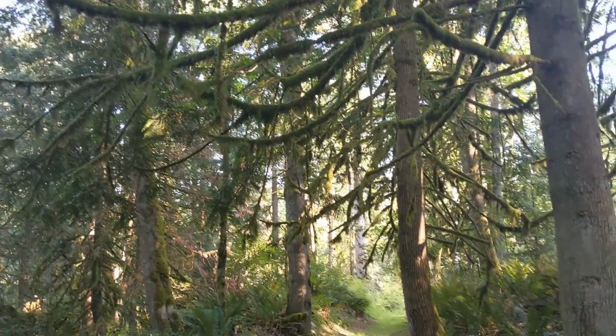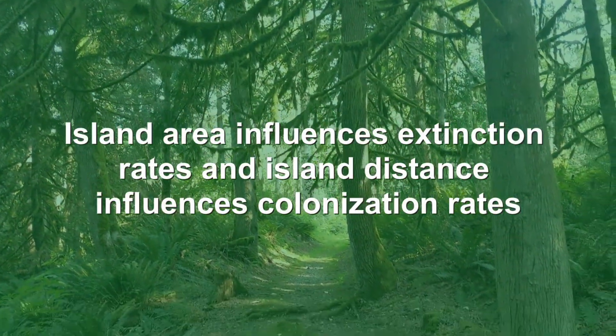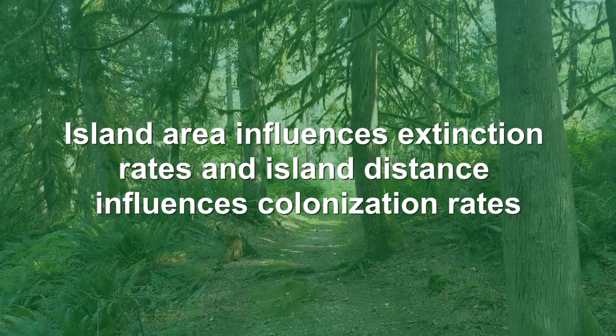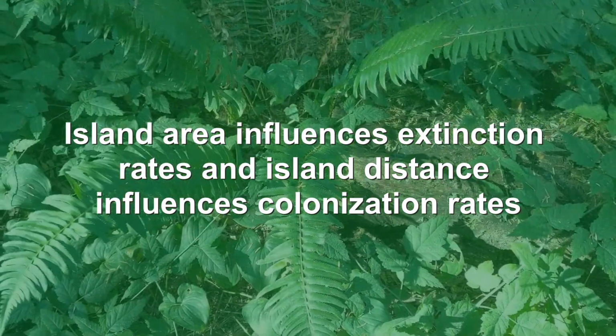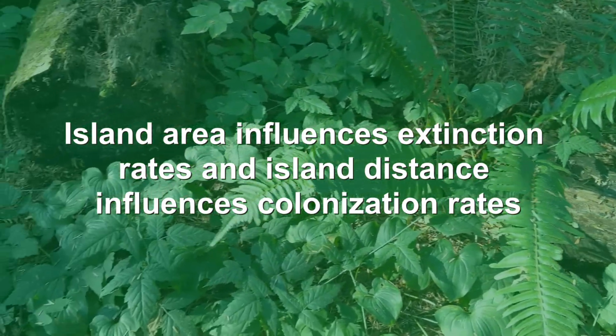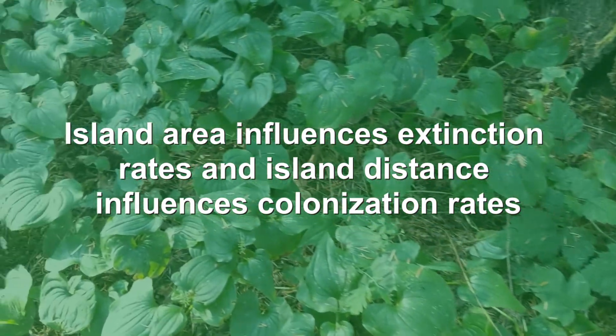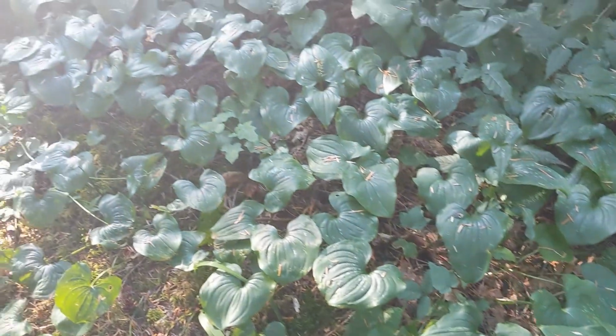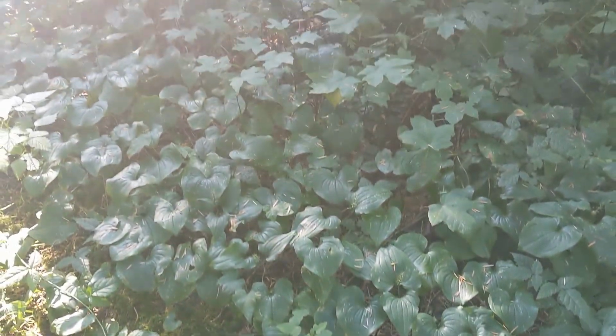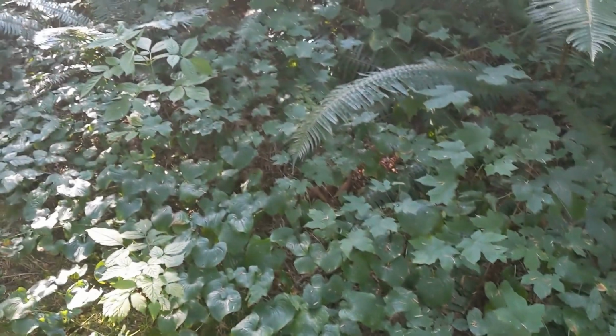To recap, the original theory states that island area influences extinction rates and distance from the source population influences colonization rates. More information can be found in Chapter 22 of your Ecology textbook.